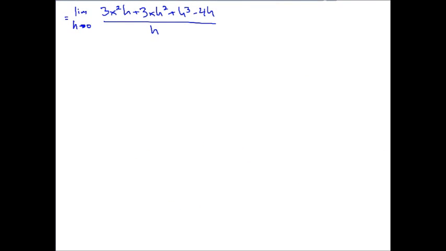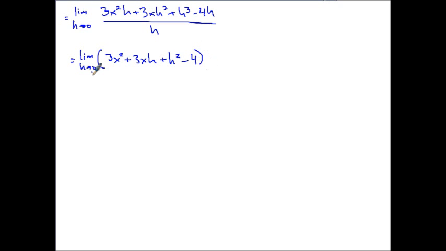Picking up here is the step we were just on, and as I said, now that I've got every term with an h in it, I can cancel out the h in the bottom with at least one power of h for all these guys. What that leaves me with is the limit as h approaches 0 of, I'll put a parenthesis down here to hold it all together, 3x squared plus 3xh plus h squared minus 4.